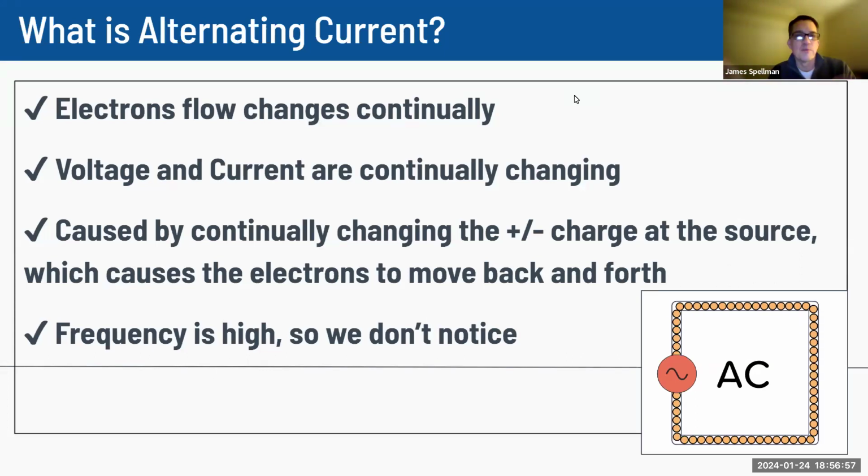So that's one of the weird things about alternating current, is that things that use alternating current are constantly turning on and off. But we often don't notice because of what's going on with it.